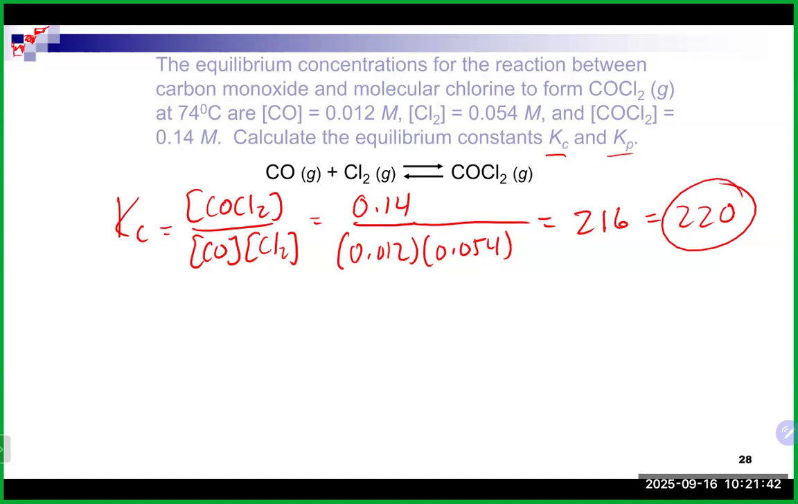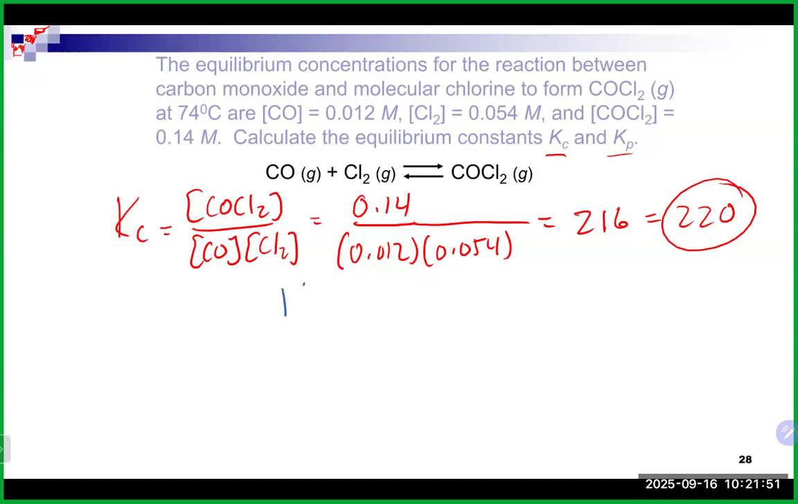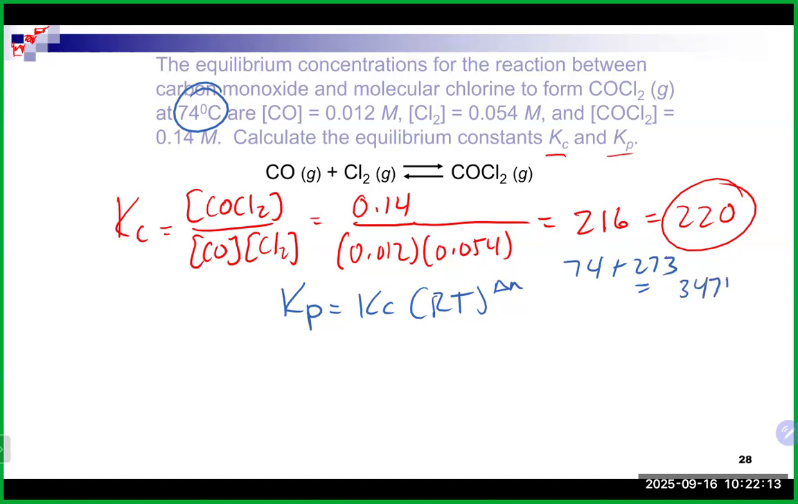Now, we can get to our Kp using that formula that we saw there. So to go from our Kc to our Kp is Kp equals Kc (RT) to the delta n. So we do need to do a couple of things here. Obviously, our temperature here was given to us in Celsius, so we need to do a little conversion there, a little 273 action, which should convert that into Kelvin. And that's going to get us 347 Kelvin.